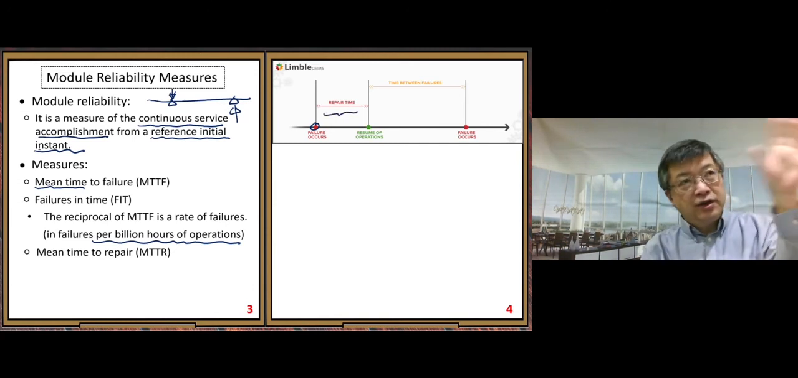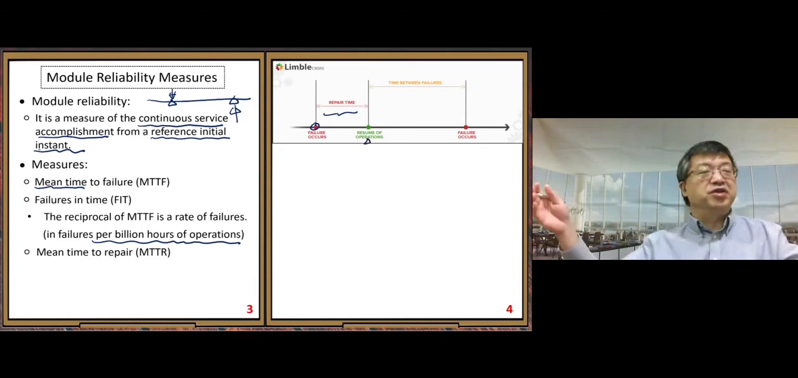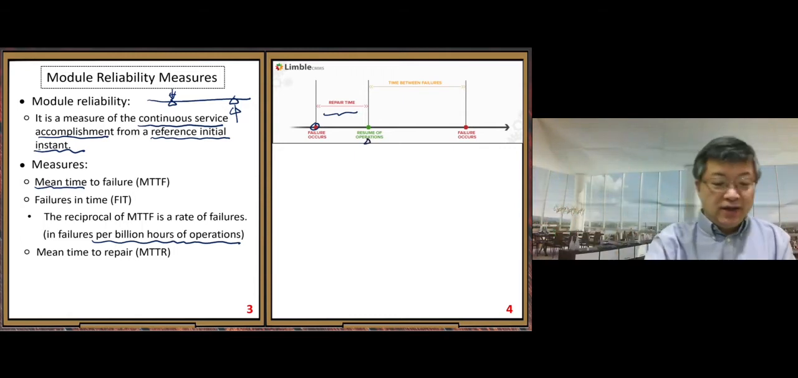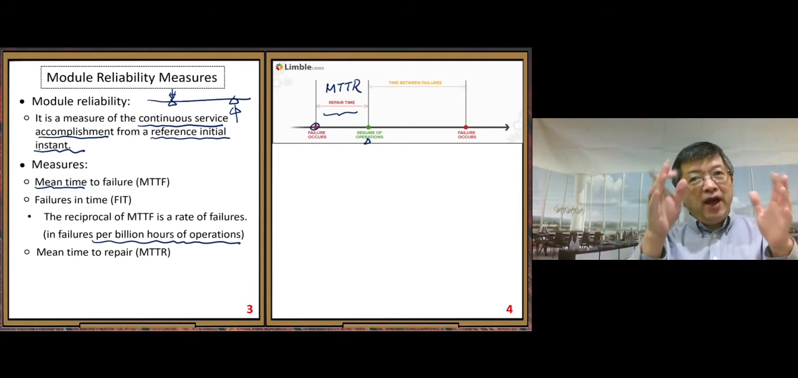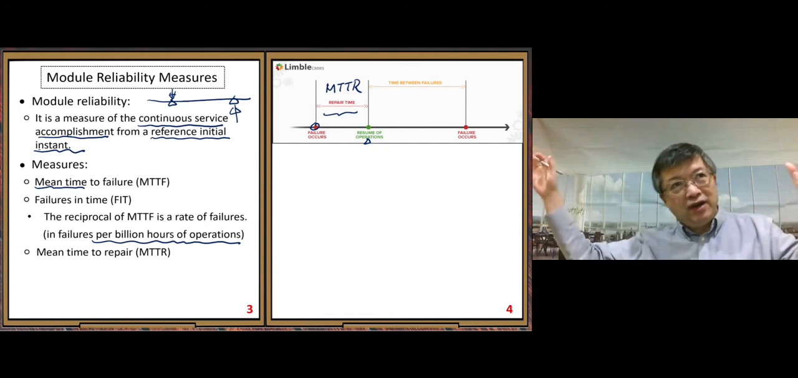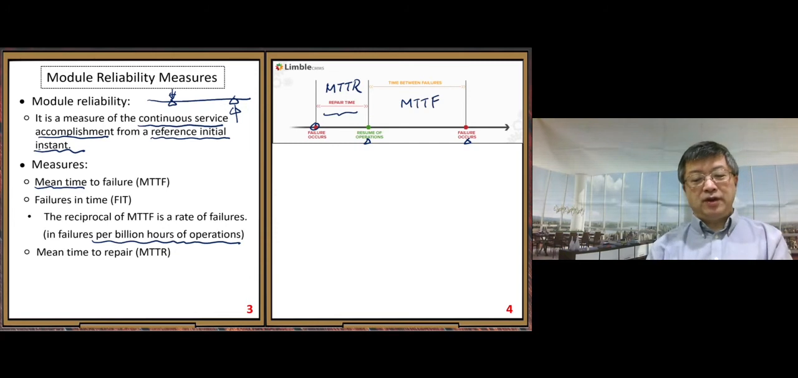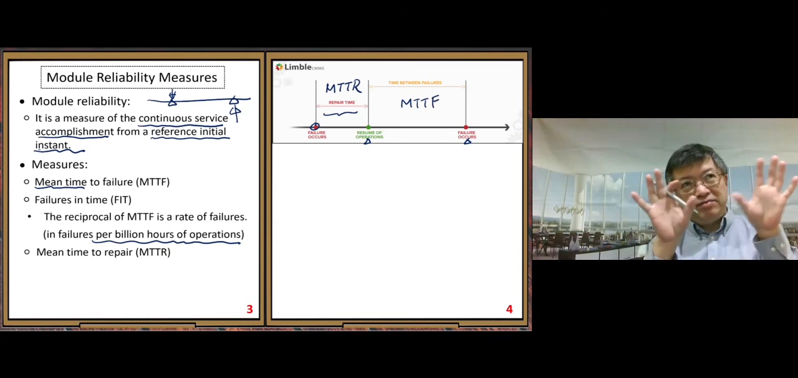After a certain number of hours of repair time, there is resumption of operations, and it starts working. So you get this MTTR, this part. Then you start working, deliver the service for a long period of time. Then failure occurs another time. So this is MTTF. From this picture, you can see these concepts clearly.